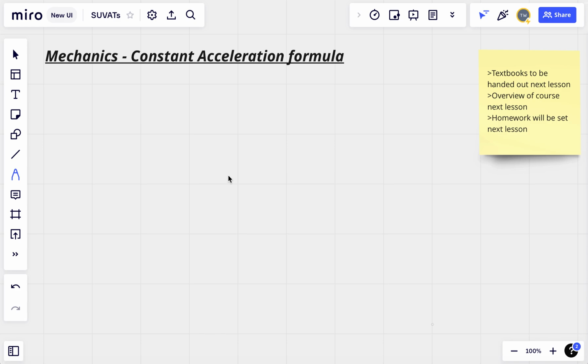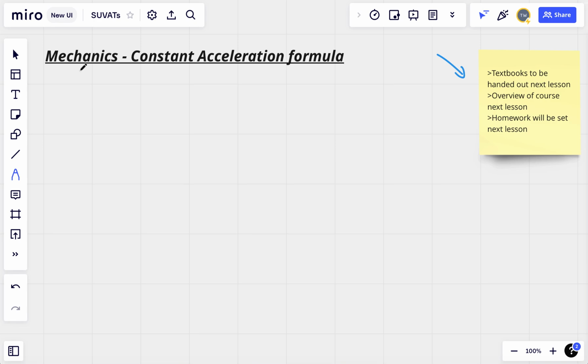Okay, hi guys. The first thing I'm going to say is I'm just going to draw your attention to this post-it up here. Next lesson, I'm going to do a brief overview of the course. I will set your homework next lesson and I'll give you your textbooks next lesson. So there's nothing you need for today except for a pen and paper. And I will go through the details of the course and how we're going to approach things when I see you in person later in the week.